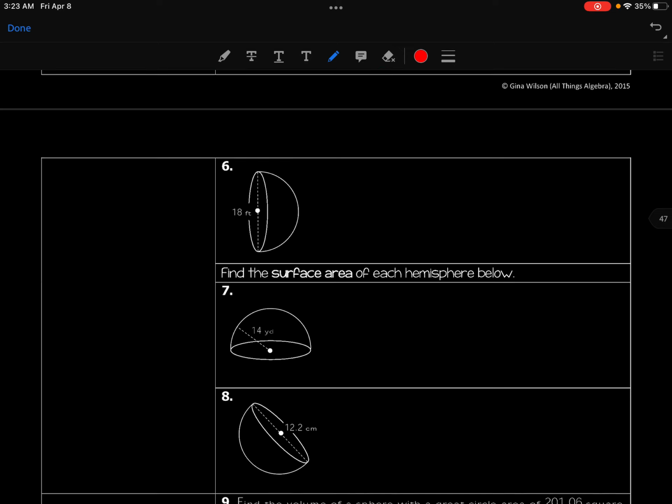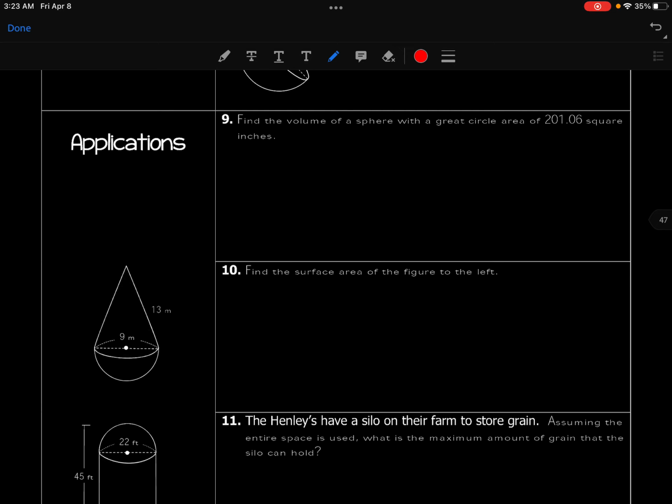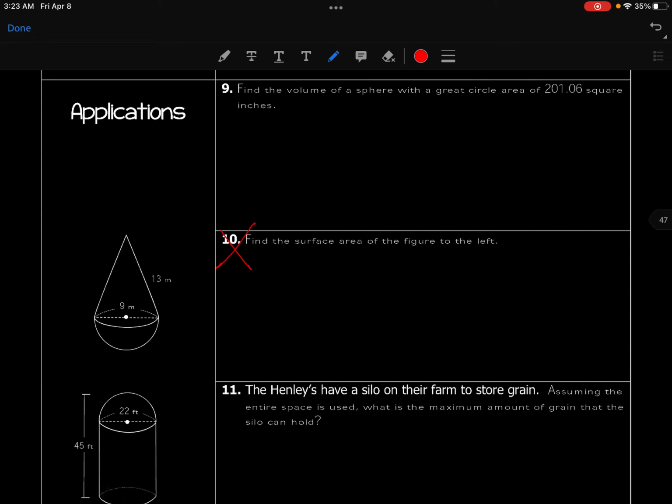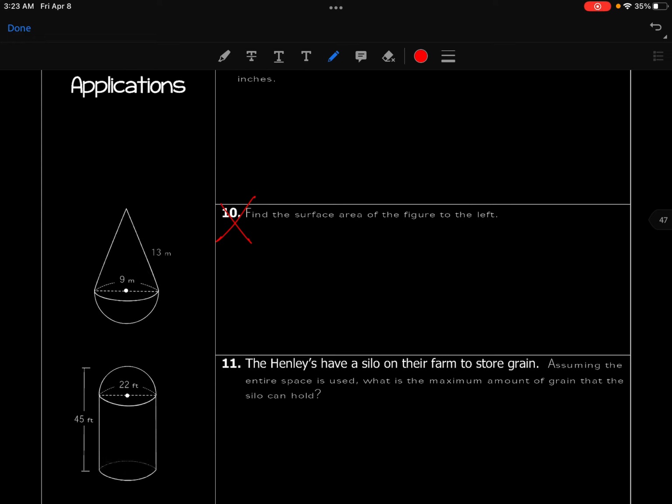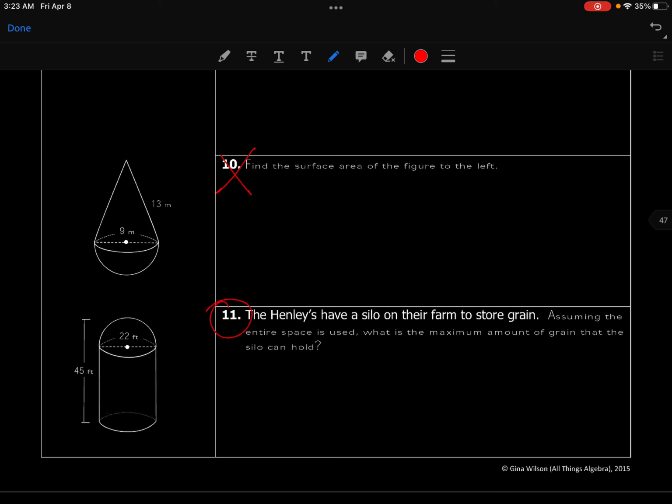Please finish these questions. Don't do this one, don't do 10, and do 11. Number 11 is a question that utilizes the volume of a hemisphere and the volume of a cylinder. If you're having problems with this question, here is a hint. The diameter of the hemisphere is 22, therefore the radius is equal to 11.